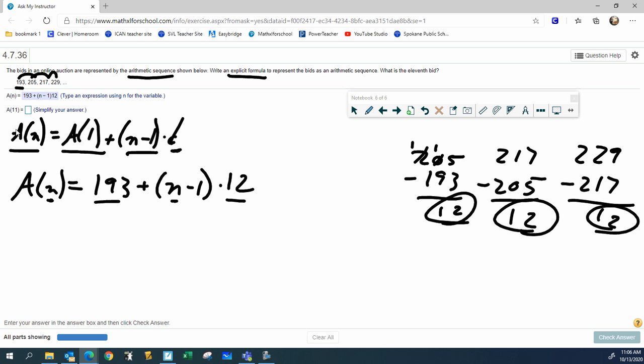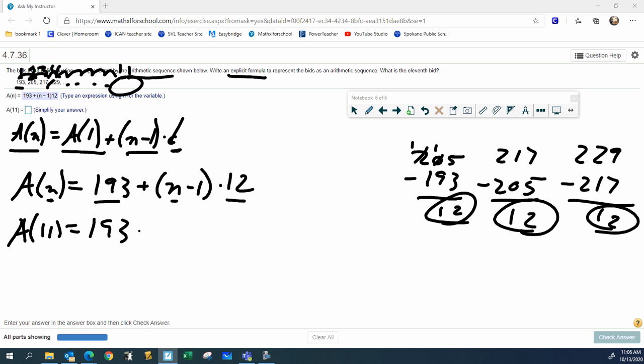Next thing it says, well, what's the value of A of 11? Well, that's just saying if I continued this pattern, right, this is my first term, second term, third term, fourth term. If I continued this, what's the value of the 11th term out here? So I could just continue to add 12, 7 more times, or I can use this equation that I created and actually plug in 11.